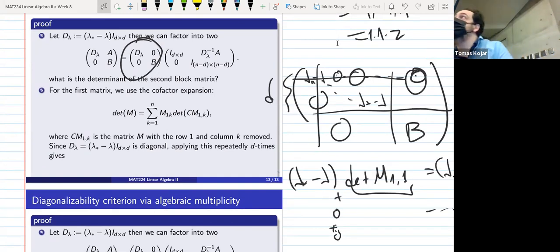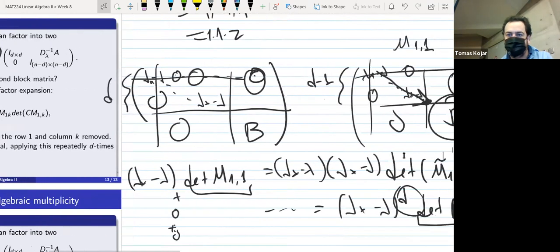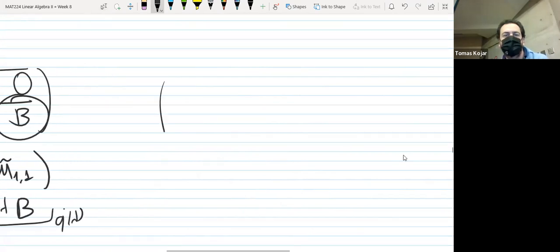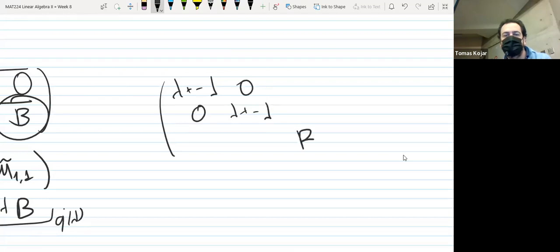How do I get the first? Oh, yeah, let me do it. Let me do a 2 by 2 case. Lambda star minus lambda, lambda star minus lambda, 0, 0, some matrix.